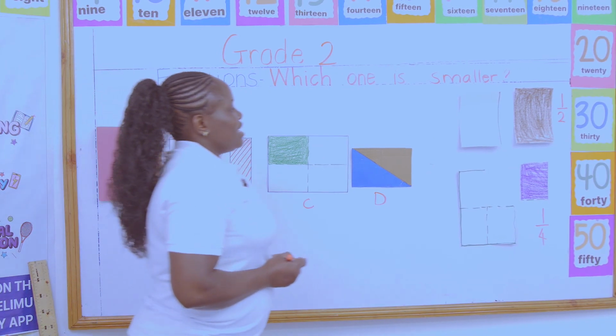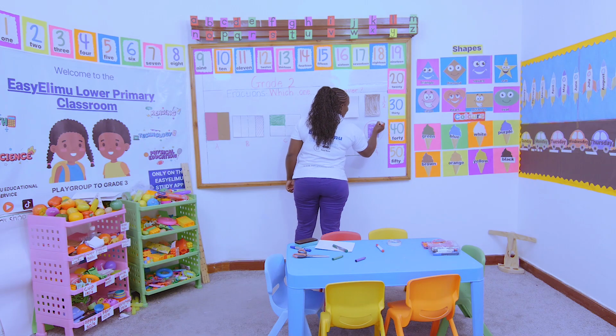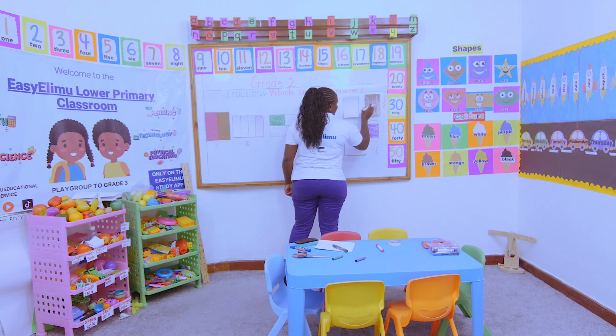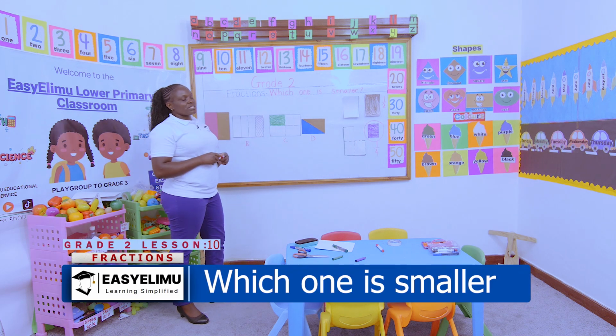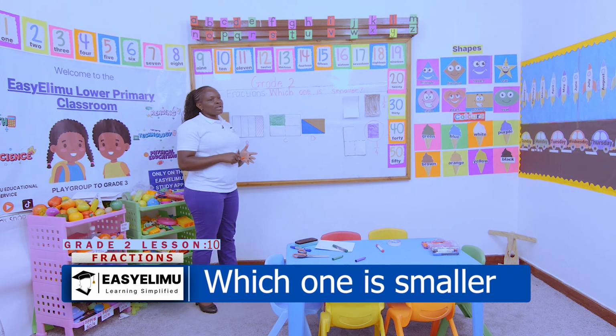We are saying the smaller one is this part. Are you seeing the smaller one? The smaller one is that part. When I compare this part and this part that was removed from the two rectangle cutouts, the purple cutout is smaller than the brown cutout.